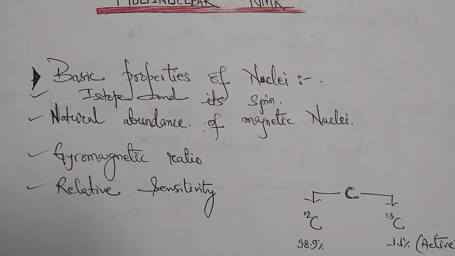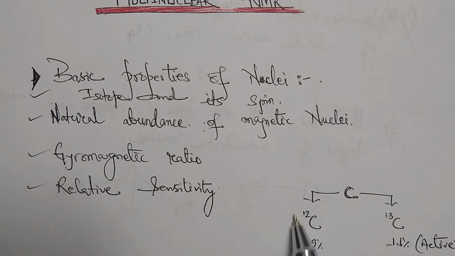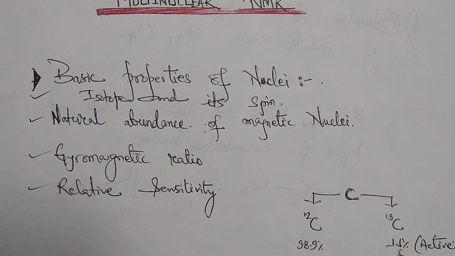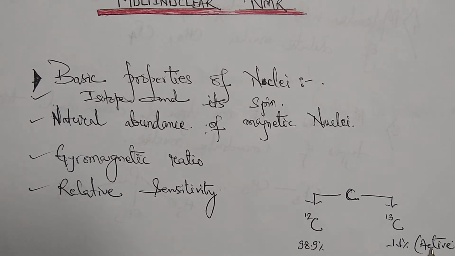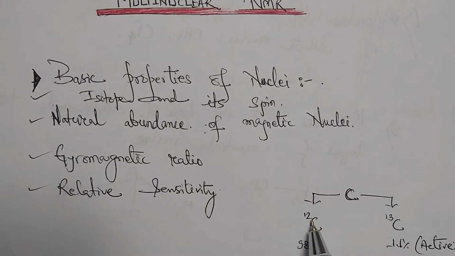With that we will see another property, natural abundance, which we have considered already. Here, as in the case of nitrogen, we can consider the example of carbon. It has the isotopes 12C and 13C, where 12C has the higher natural abundance, while 13C has a natural abundance of only 1.1%. So it is active. For the NMR signal we consider only 13C, not 12C.